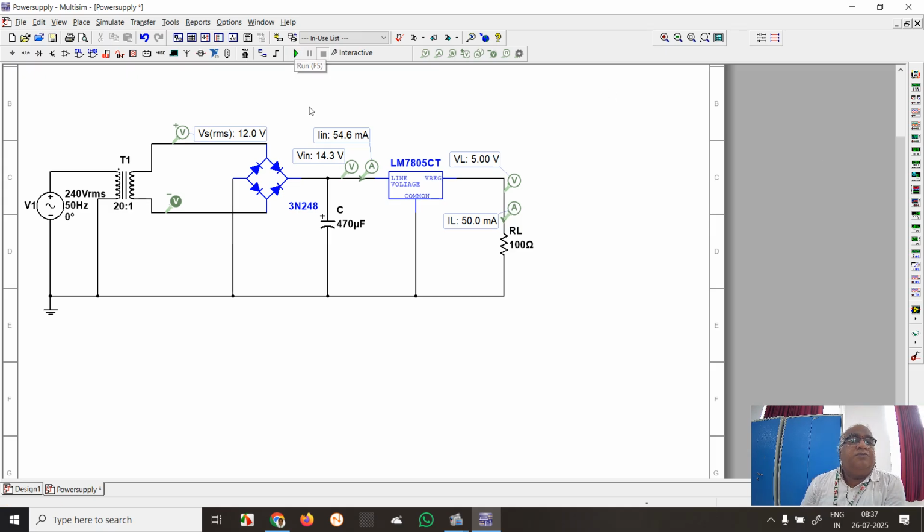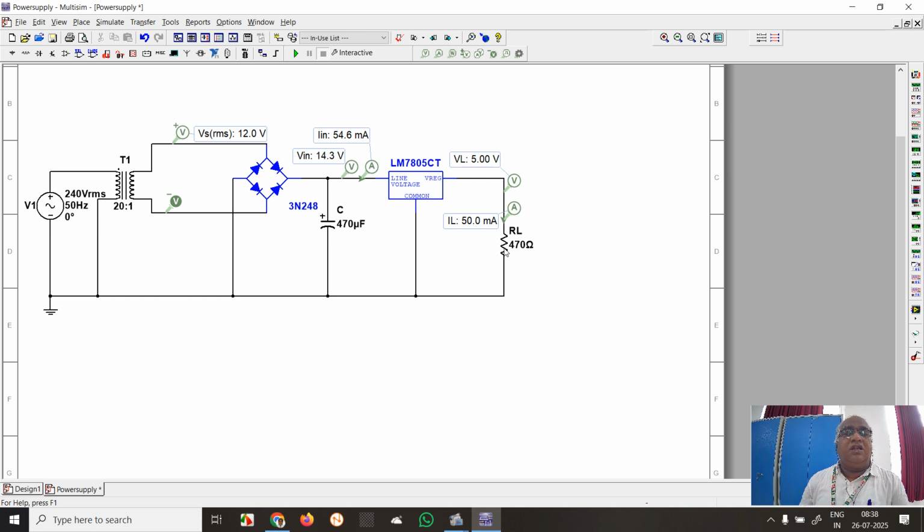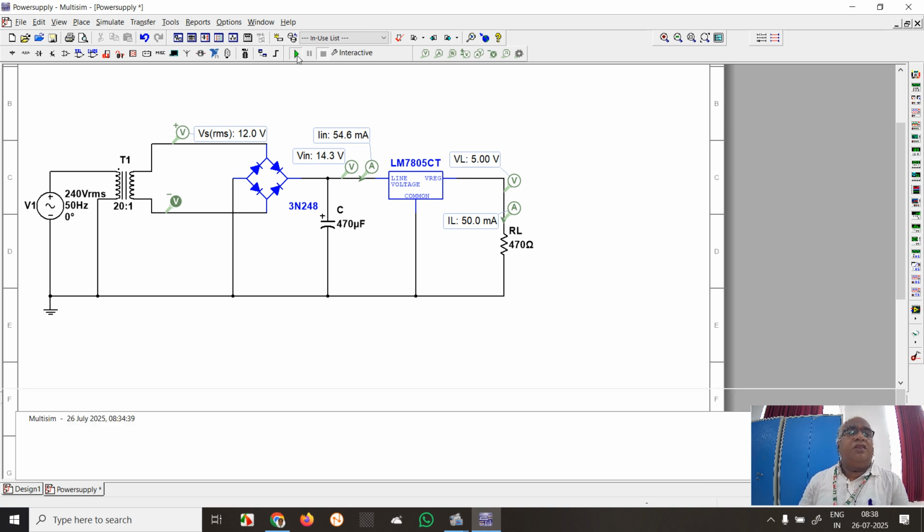Start simulation. Here the idea is we are varying the load resistance from 470 ohms to 22 ohms as in the manual, in tabular form. So I first select the load resistance value of 470 ohms. To change that, you just double click the resistor, enter the value, and run the simulation.